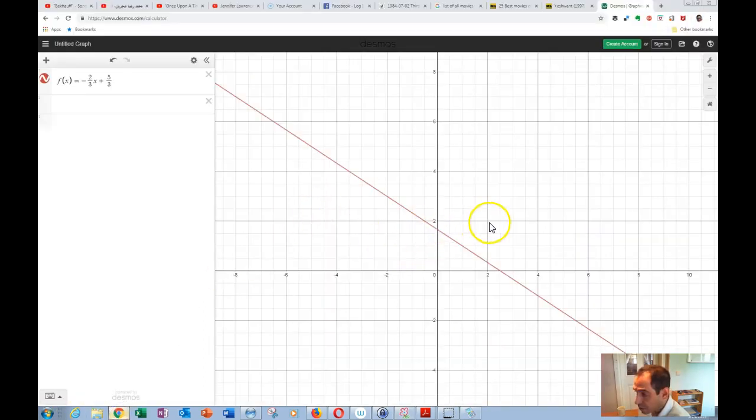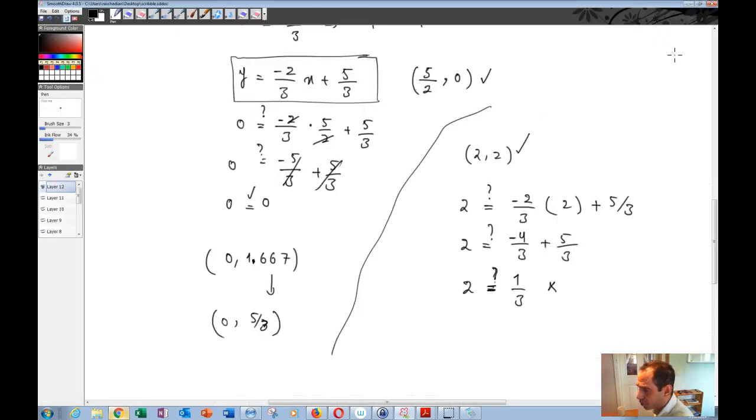So this point does not satisfy this equation, and graphically you can see that the point does not lie on the line either. So you can say that this point is not a solution of this equation, but this other point is a solution because it does satisfy the equation, and it also lies on the graph of the equation.